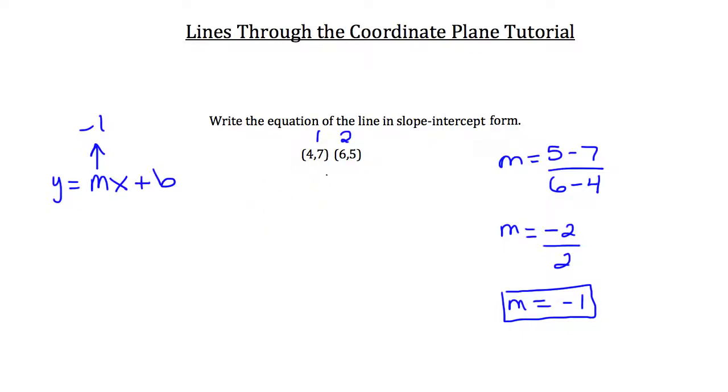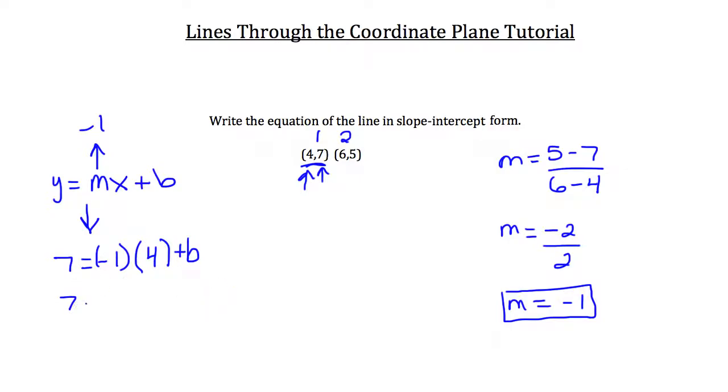We can solve for the y-intercept by taking either one of these points and plugging the x and y coordinate into the x and y of our slope-intercept form. So, the x and y coordinate of point 1 I'll use. I'm going to rewrite this equation down below. Y, which is the y coordinate here of point 1, is 7, is equal to our slope, which we know is negative 1, times the x coordinate of this point, which is 4, plus b. And we're going to solve for b, the y-intercept, because we don't know what it is.